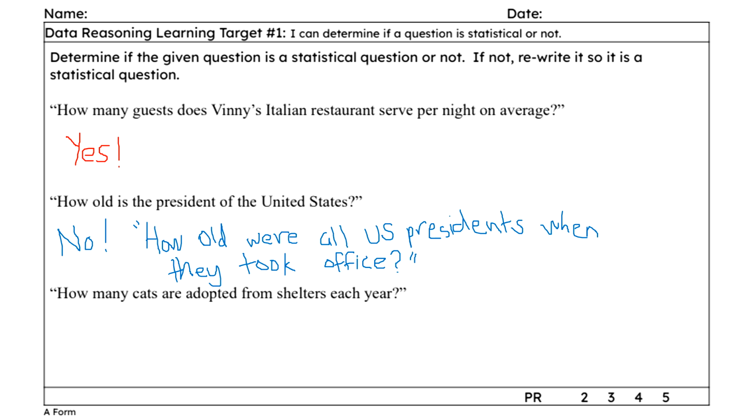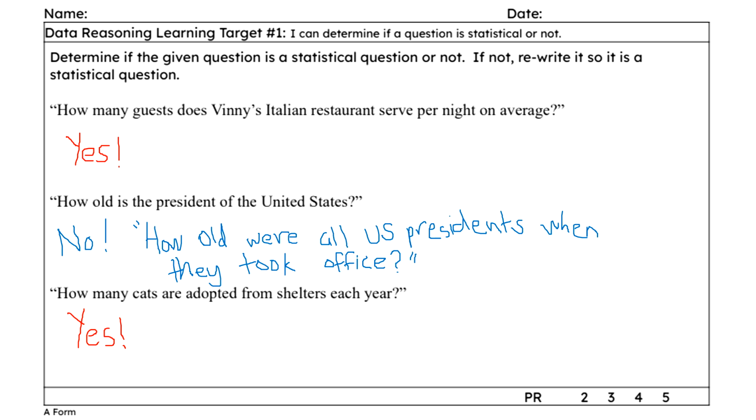And the third one says, how many cats are adopted from shelters each year? This is a statistical question because that would take a lot of looking up and a lot of data analysis to find out each year, on average or typically, cats adopted from shelters. This could be in a county, in a state, in a country, or globally. So there's a lot of data of different answers that could be out there. Maybe some years there's more cats adopted than other years, so you could have different answers over the span of the years.